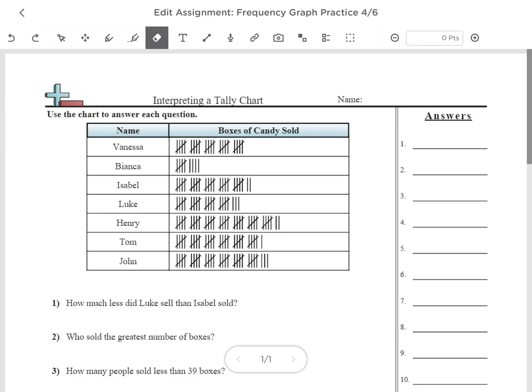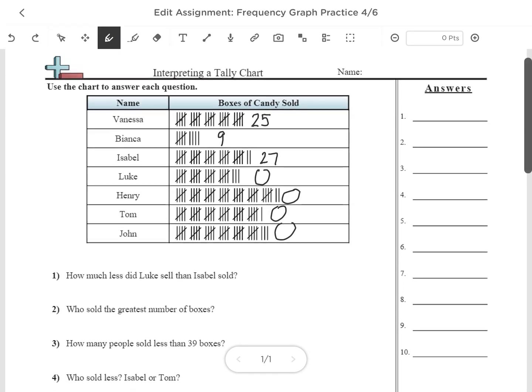You'll see we have a frequency table or a tally chart. Now again, like I said in the PowerPoint, I would suggest going through and counting your tally marks first. So if we look at Vanessa, she has 5, 10, 15, 20, 25. Bianca has 5, 6, 7, 8, 9. Isabel has 5, 10, 15, 20, 25, 26, 27. And do all of them first. That's going to make it easier for you to answer your questions.